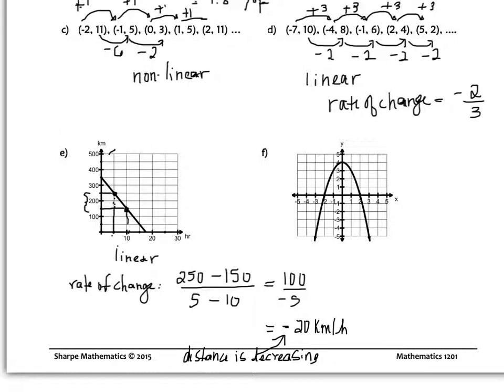And the next and last graph here on this page is obviously not a linear relation. It doesn't have that straight line pattern.